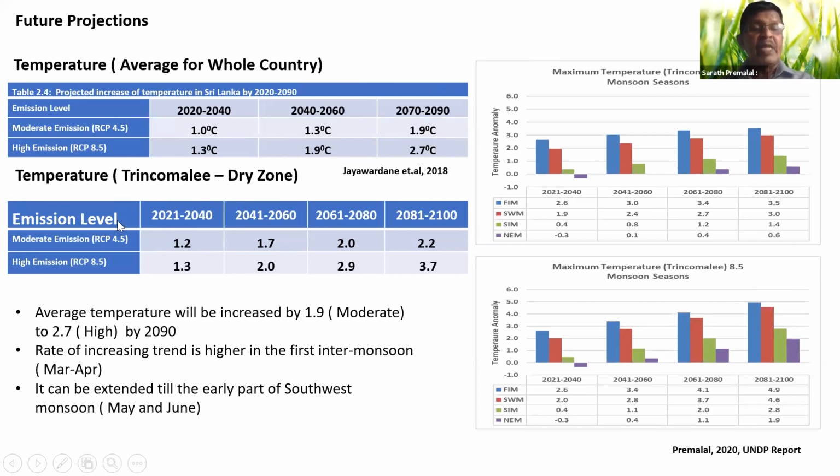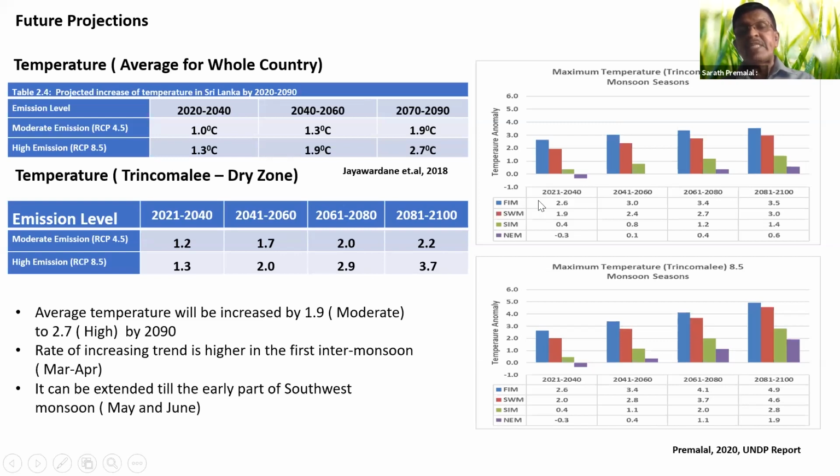The table below I have done very recently for one of the projects in UNDP. You can see this is targeted to Trincomalee, in the dry zone, the eastern province and eastern coast. The temperature can increase by 2.2 for the moderate emission scenario and 3.7 for the high emission scenario. The interesting part is this one actually. I divided it into four and analyzed the increase in temperature for the monsoons in Sri Lanka.